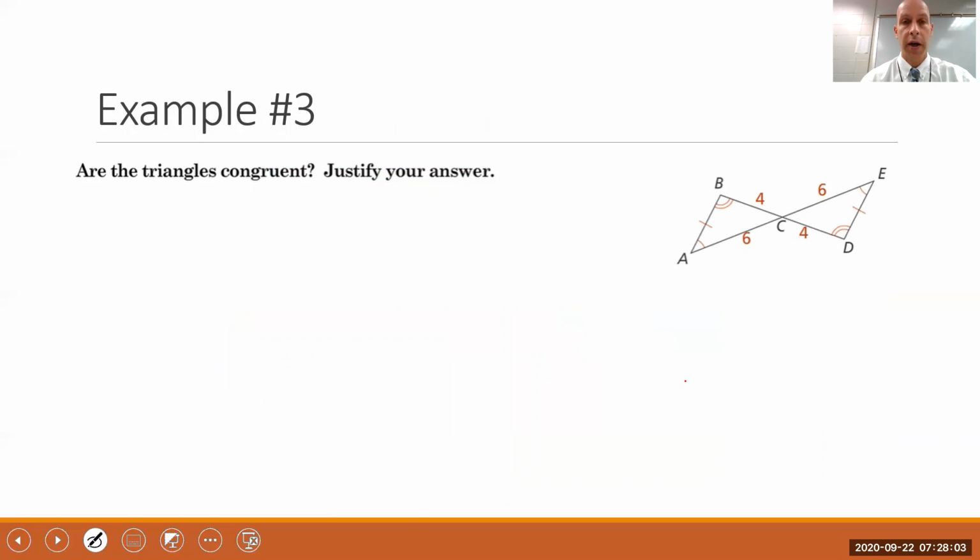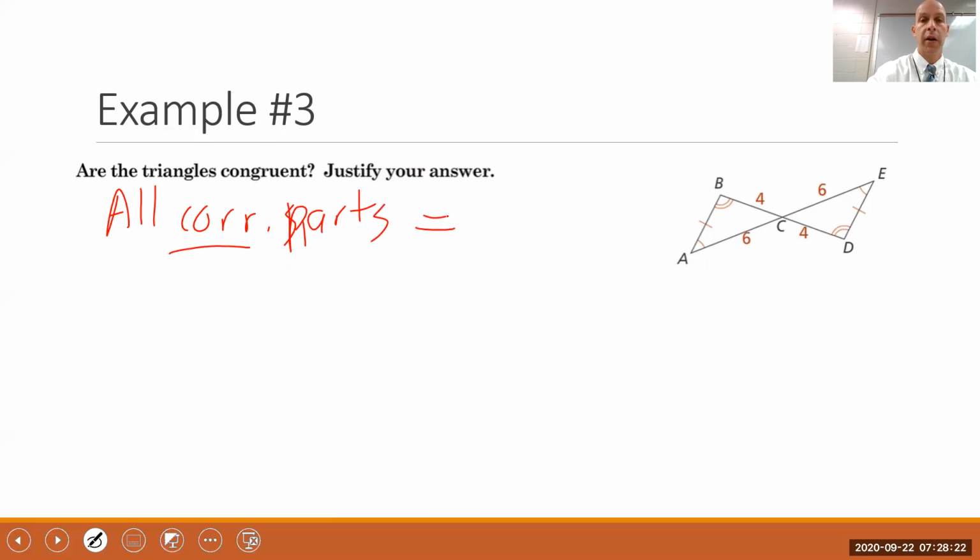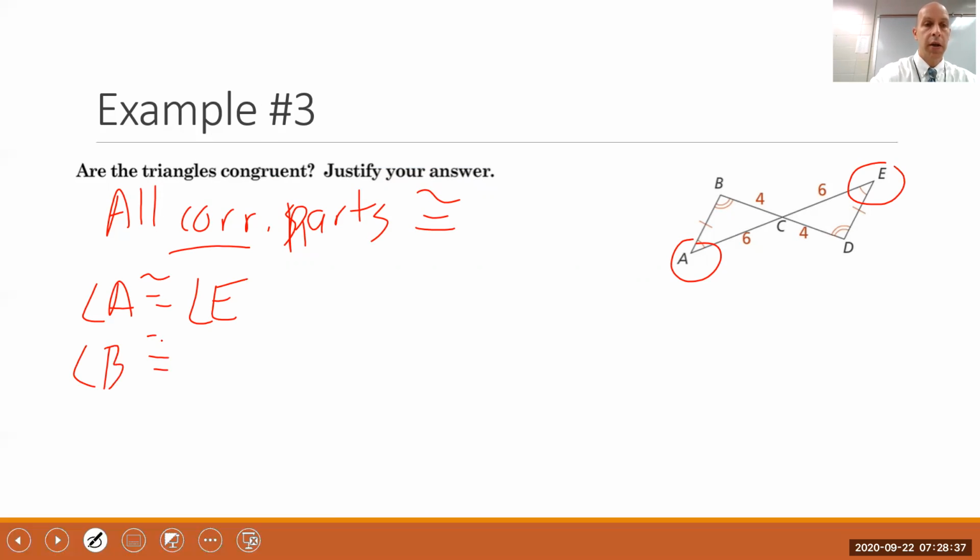It says, are these two triangles congruent? Okay, so in order for those two triangles to be congruent, in order for this to be true, all of their corresponding parts have to be congruent. Okay, so let's see here. It looks like angle A is congruent to angle E, so that's good. We can see that they're both marked with a single mark. Looks like angle B is congruent to angle D, all right?